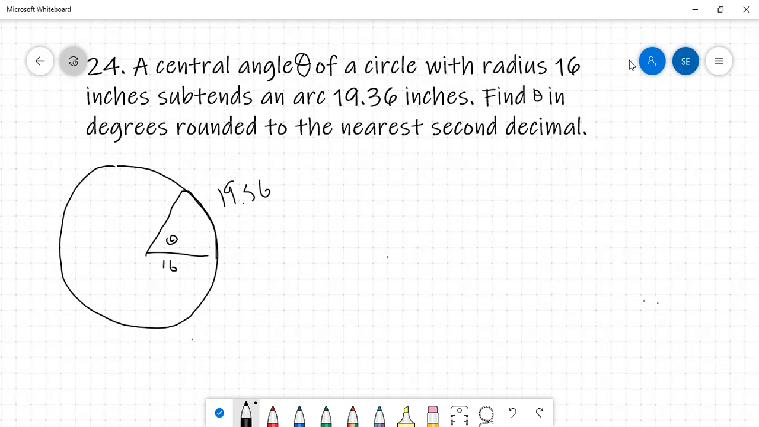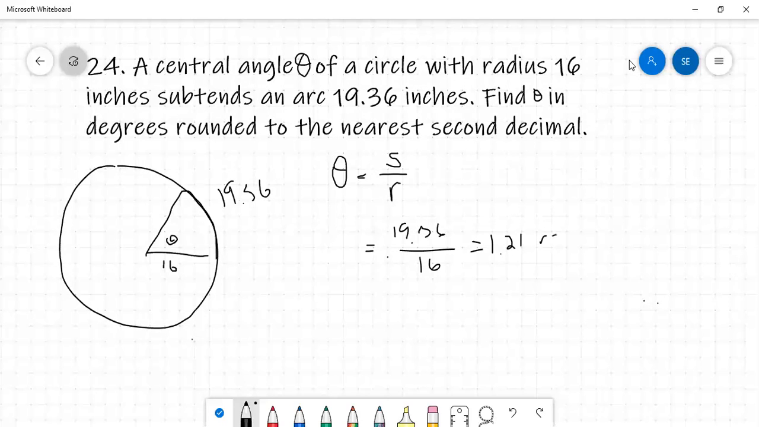Okay, so there's a couple ways we can attack this. The easiest way is we have a formula that says theta is equal to S, which is the length of our arc, divided by our radius. Okay, this is going to be in radians. So if we just do this, we say theta is equal to our arc length, 19.36, and our radius is 16. And if we do that on our calculator, we get that is equal to 1.21. But this is radians.